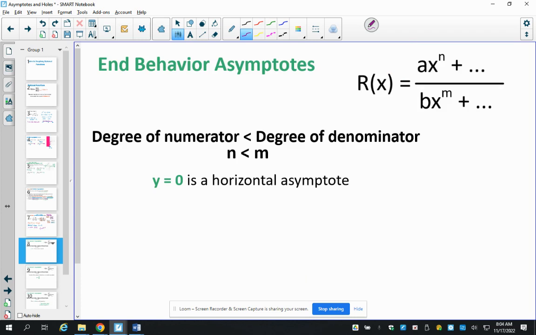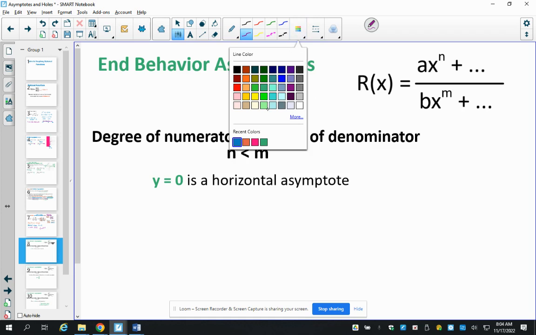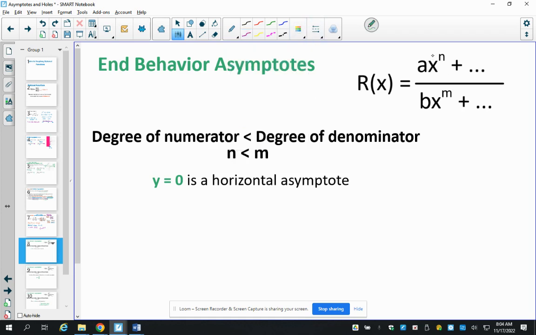All right, then when we think about end behavior asymptotes, end behavior asymptotes have to deal with the degree of the numerator and the degree of the denominator. So we're going to be comparing these. So if the degree on top is smaller than the bottom, then your horizontal asymptote is automatically y equals 0. So if you had something like 3x to the second over 2x to the fifth, automatically y equals 0 because 2 is less than 5.